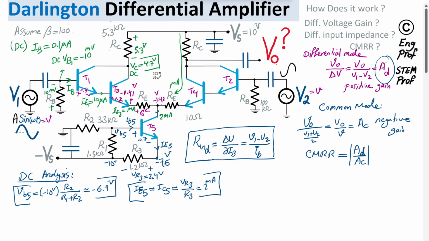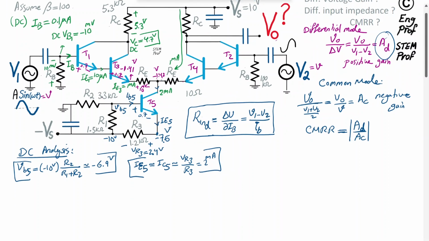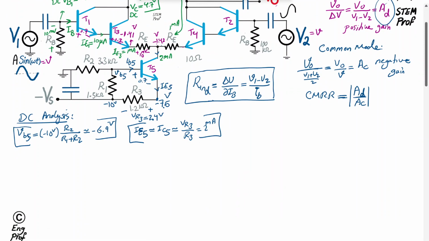So okay, we found all the DC information. So let's now do the R in. I want to find R in, because as soon as I find R in, then I can answer the question for the differential gain. So for R in, now we are doing AC, small signal analysis.